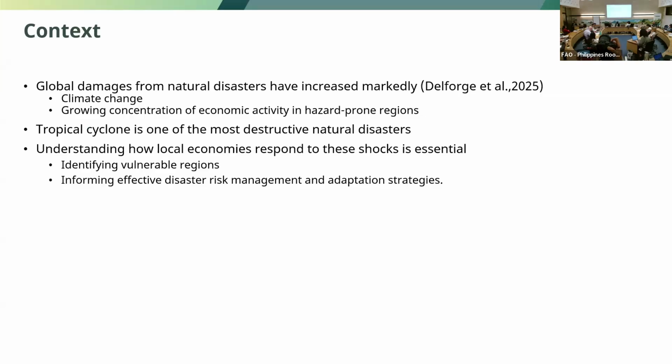So in terms of context, global damages from natural disasters have increased markedly. It's not only because of climate change, but also because of the growing concentration of population and of economic activity in hazard-prone regions. And tropical cyclones are among the most destructive natural disasters. So understanding how local economies respond to these shocks is very essential. It helps identify vulnerable regions, but also informs effective disaster risk management and adaptation strategies.